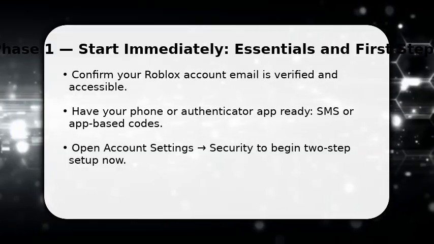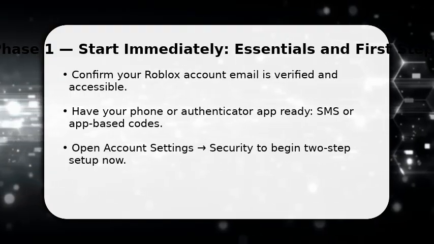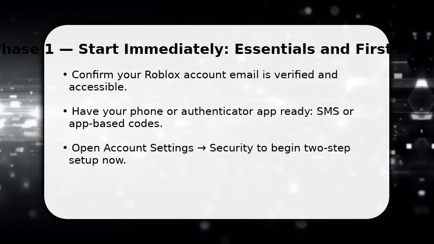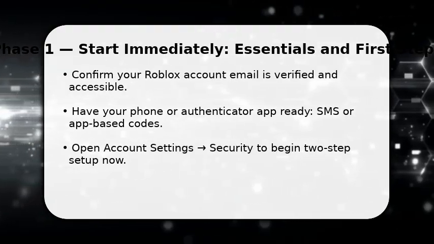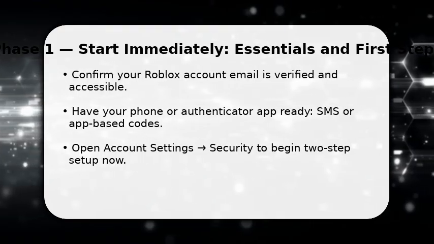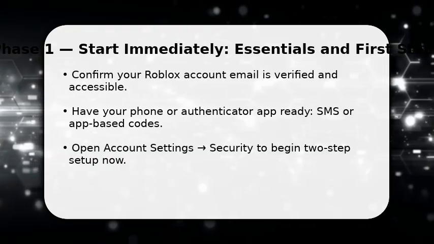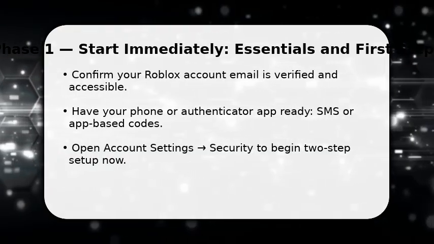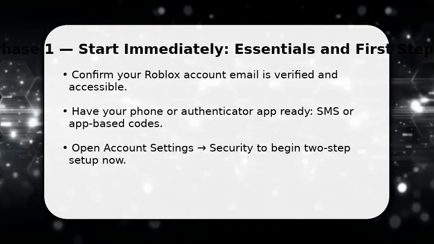You begin by signing into Roblox and verifying the email tied to your account because recovery and notifications rely on it. Once signed in, go straight to Settings, then Security. Make sure Phone or Authenticator app is nearby. Choose SMS for simplicity or an Authenticator app for stronger protection. Both create time-based codes that change frequently. Do this now because delaying leaves the account vulnerable.